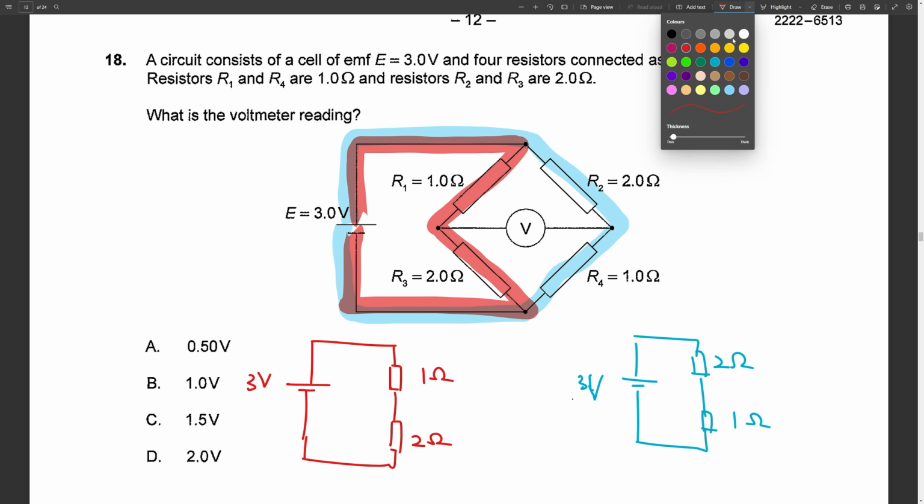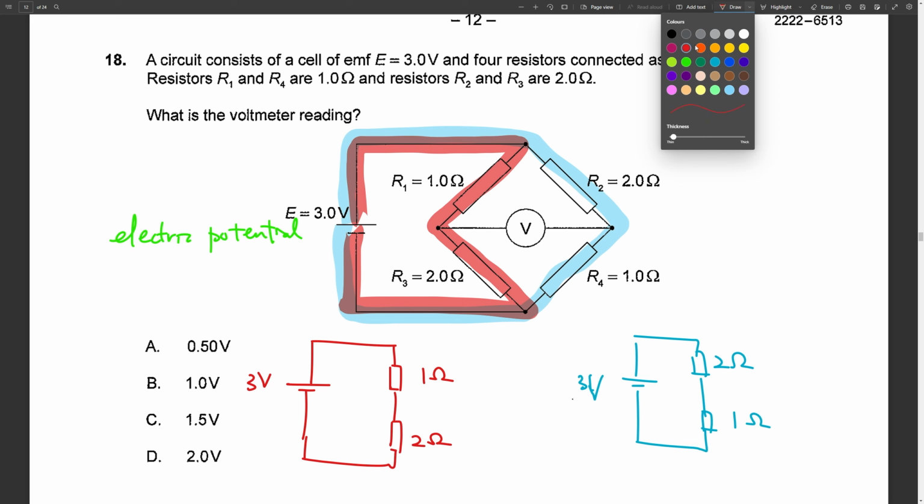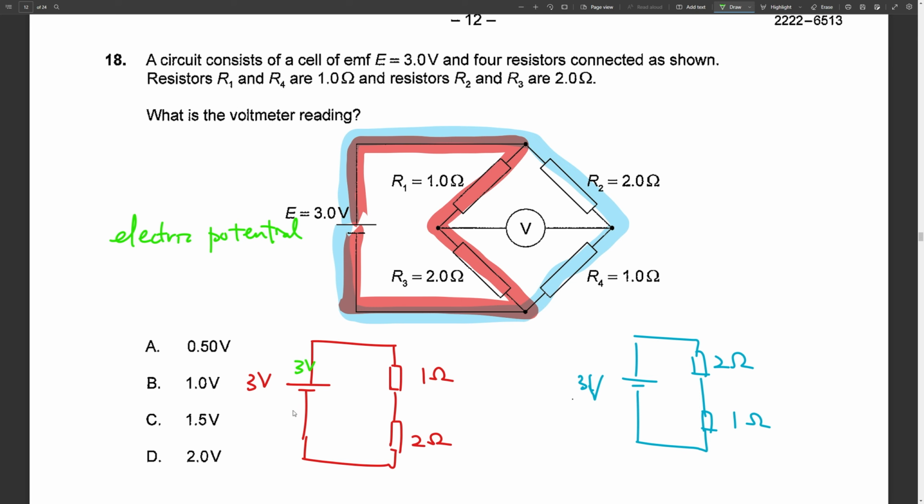On the left hand side, I'm going to use a green pen to show you the electric potential. Not electric potential difference, it is the electric potential only. Starting from the power supply, it should be 3 volts being the electric potential and 0 volts being the electric potential, so they differ by 3. That's what the electromotive force means: 3 and 0 differ by 3 volts. Similarly, it will be 3 at the top and 0 at the bottom. Then the question mark is here. What is the electric potential at that point?